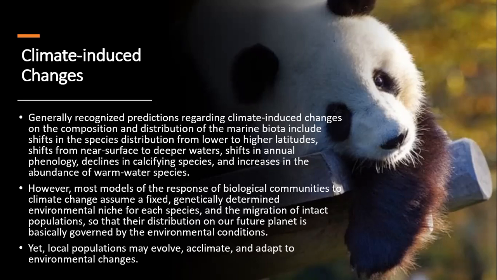Yes. All right, so basically that is what it is saying. And it's also saying that the distribution of organisms on our planet, especially as it pertains to our future planet, is governed by the environmental condition. So it depends on how a particular area would change in terms of the temperature and all the other factors that come into play. Yes?